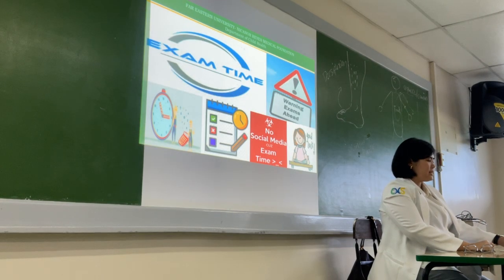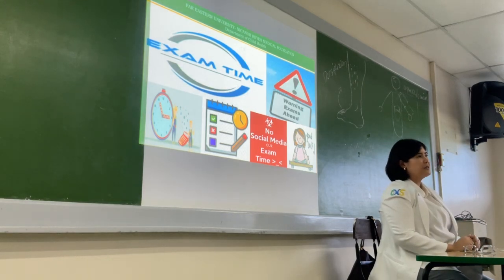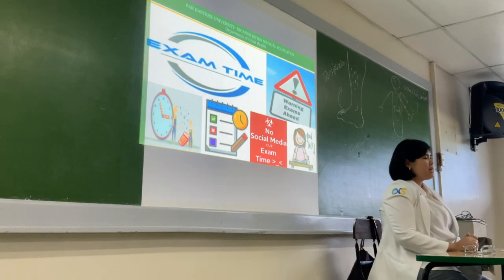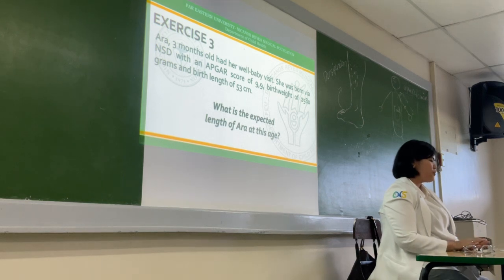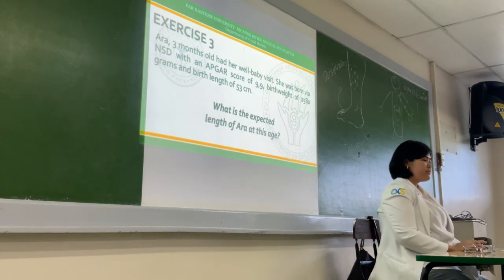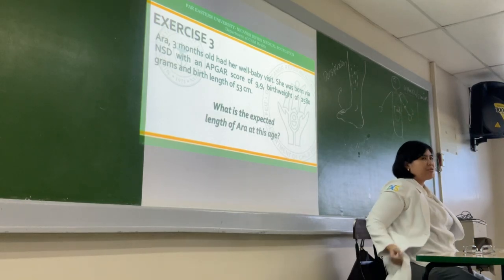Okay, let's do another exercise, kasi may bagong formula. Still with me? Okay, so Ara is 3 months old during the well-baby visit, born via NSD at 39 weeks, birth weight of 2580 and birth length of 53. So she's 3 months old. What is my expected length?